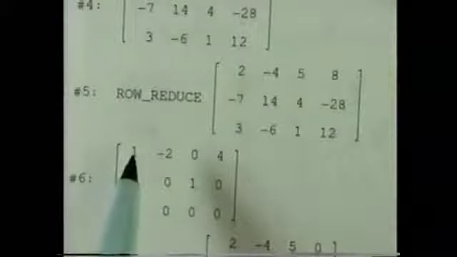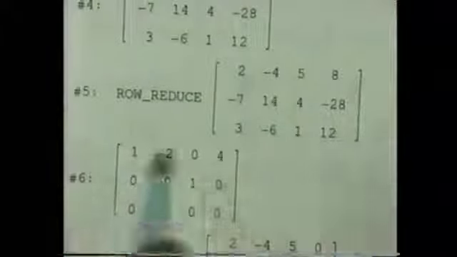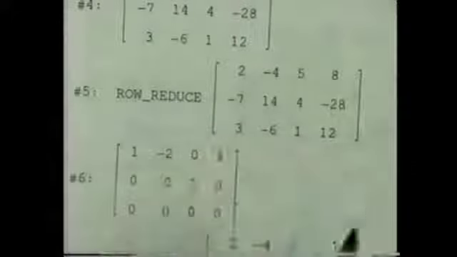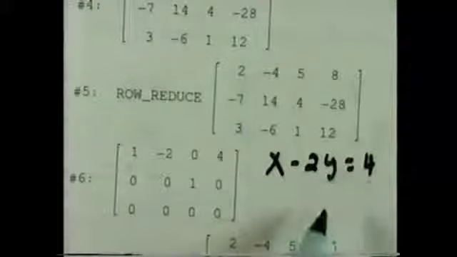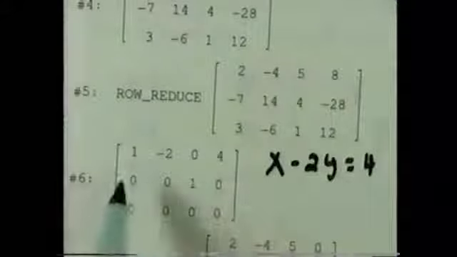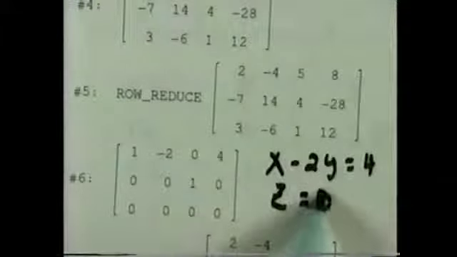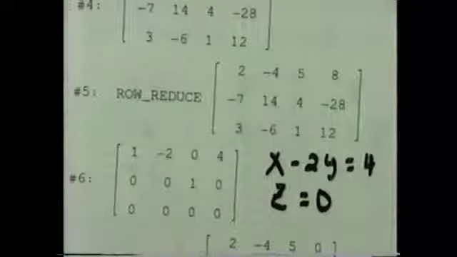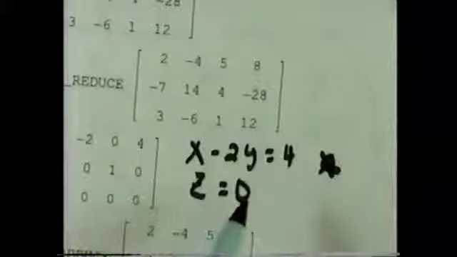What do we see here? I know that x minus 2y is equal to 4. And here I get that z is 0. Well, I need a particular solution. So I just need to find something that makes it true. I know I have to use z as 0.